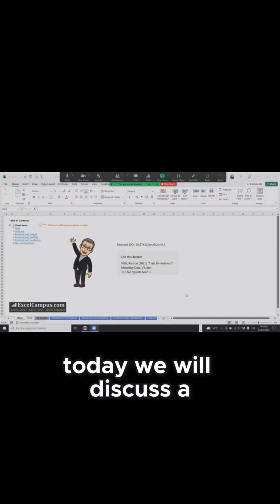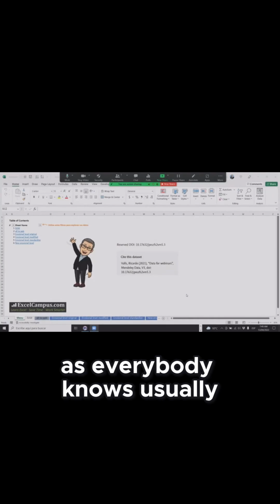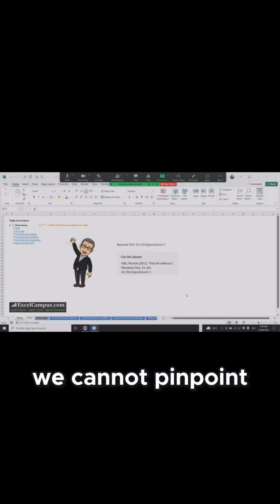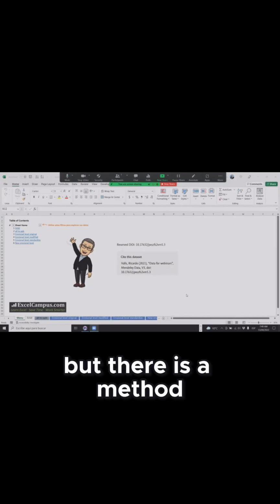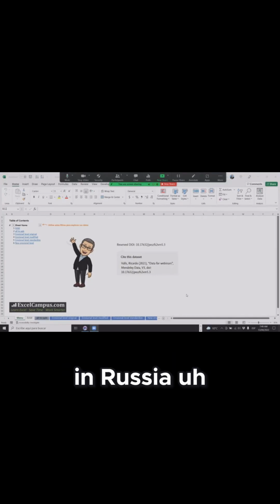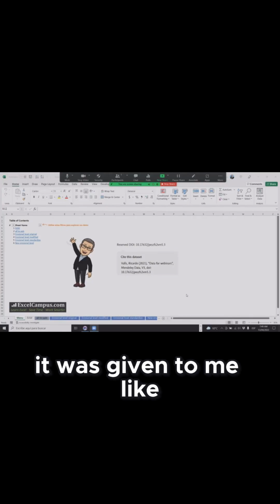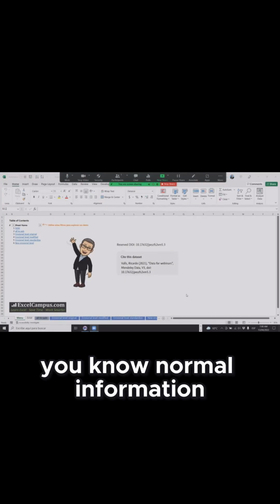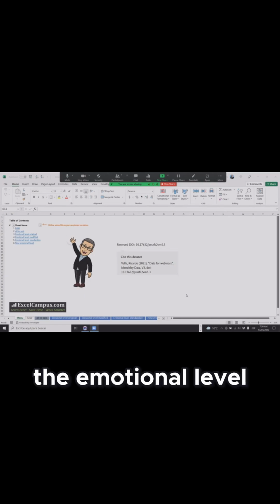Today, we will discuss a very interesting aspect of geochemistry. As everybody knows, usually we cannot pinpoint the depth of the signal that we are discovering on surface. But there is a method that is very common in Russia. When I was a student there, it was given to me like normal information, like 2 + 2 is 4. And it was called determining the erosional level.